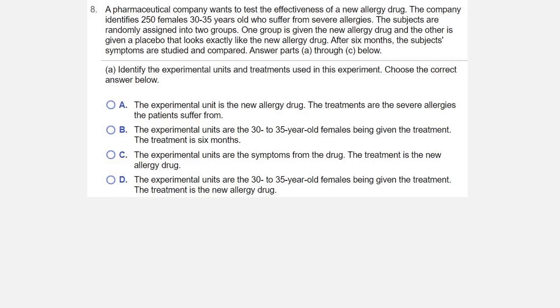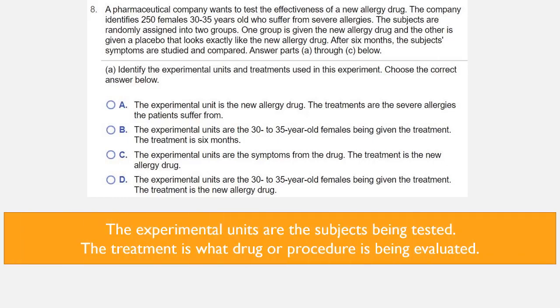Identify the experimental units and treatments used in this experiment. Choose the correct answer below. So, we need to know what experimental units are and what a treatment is. The experimental units are the subjects being tested. The treatment is what drug or procedure is being evaluated.